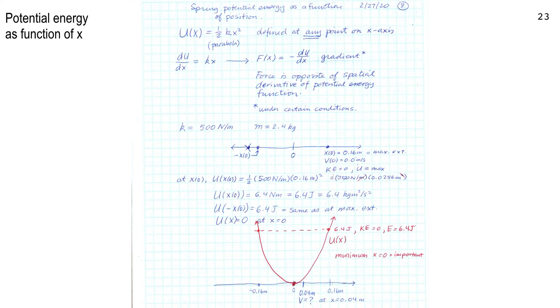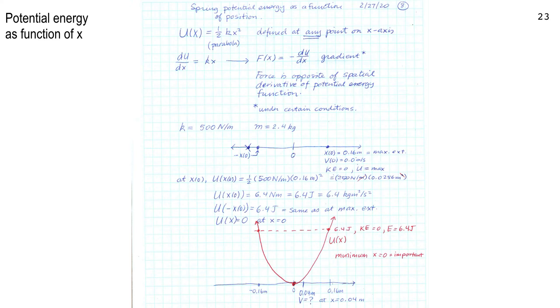So let me ask you a question. What is the potential energy at minus x of 0? In other words, max compression. Same, 6.4. Good. Same as at max extension.